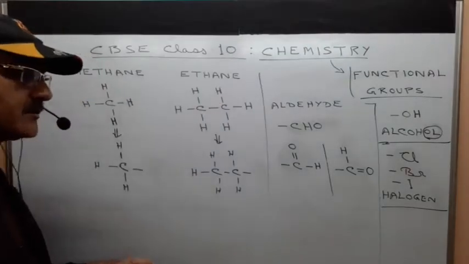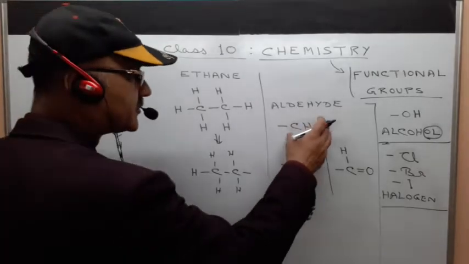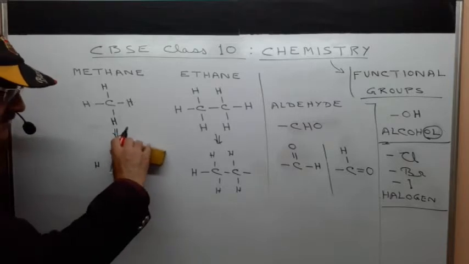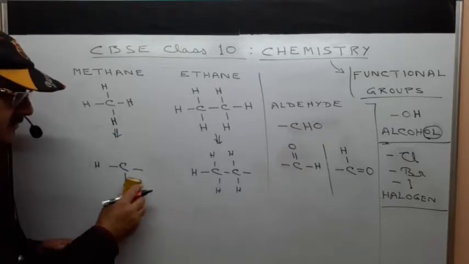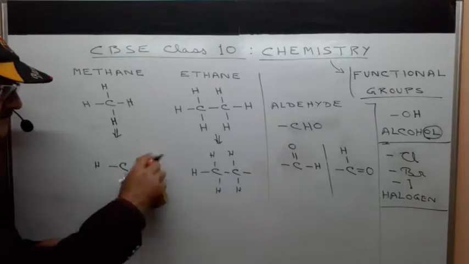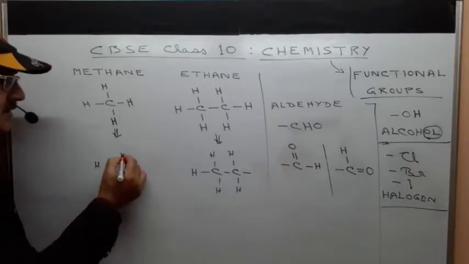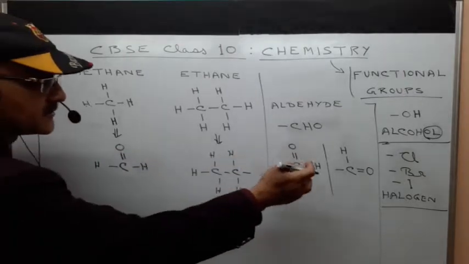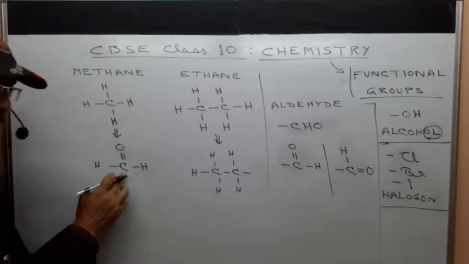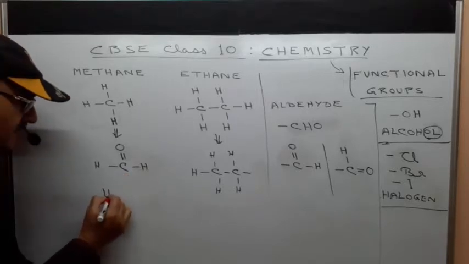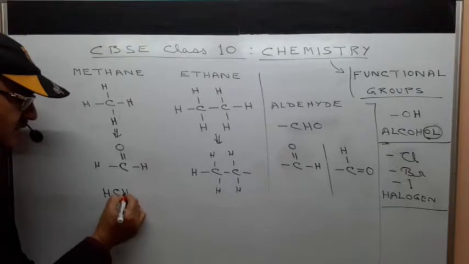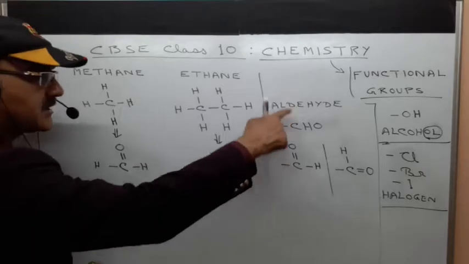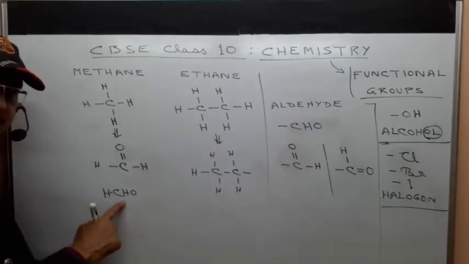Okay? So what happens is, if an aldehyde group combines with methane, it will become like this. It will remove 3 hydrogens from here. There will be a double bond with oxygen and a single bond with hydrogen. So its chemical formula will be HCHO. So this CHO means this is an aldehyde. Okay?